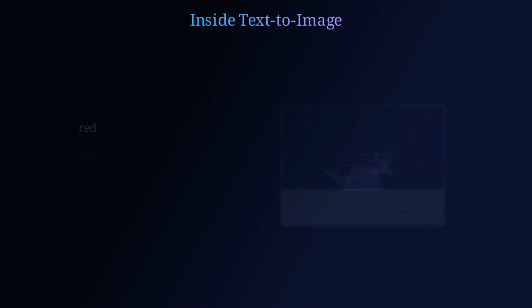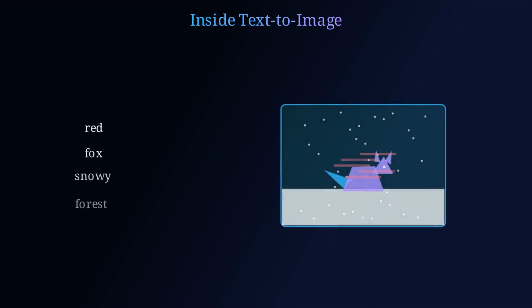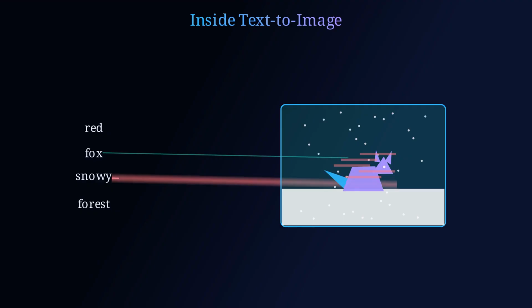This also demystifies the failures. When a model muddles a prompt or garbles fine details, it's usually the cross-attention struggling to route the right words to the right regions, or the latent being too coarse to hold the detail. The magic has seams, and now you know where to look for them.